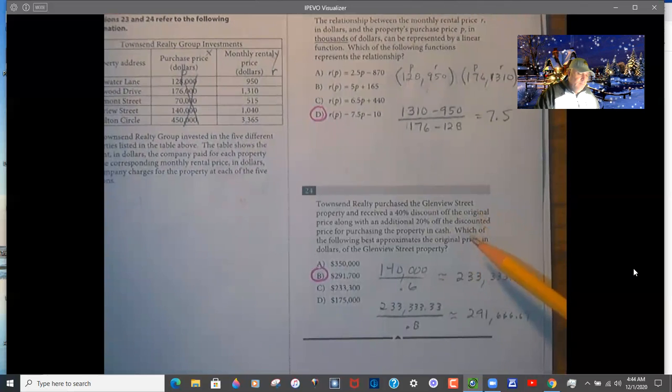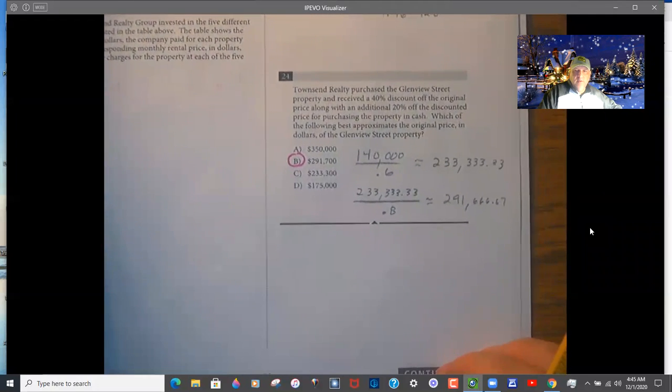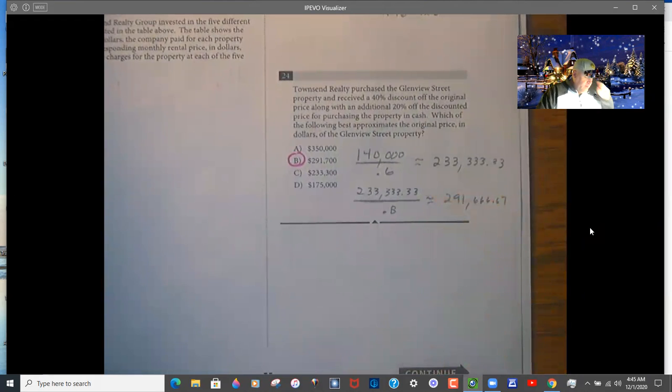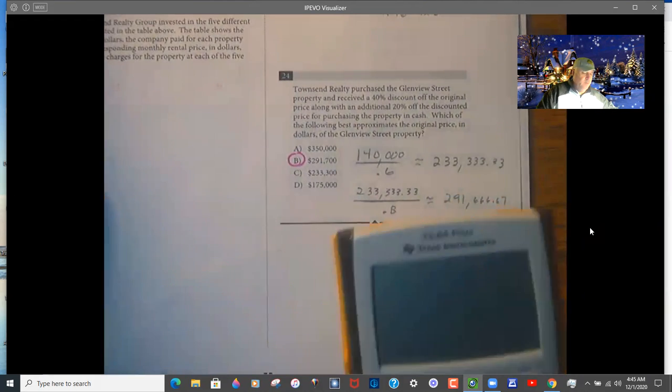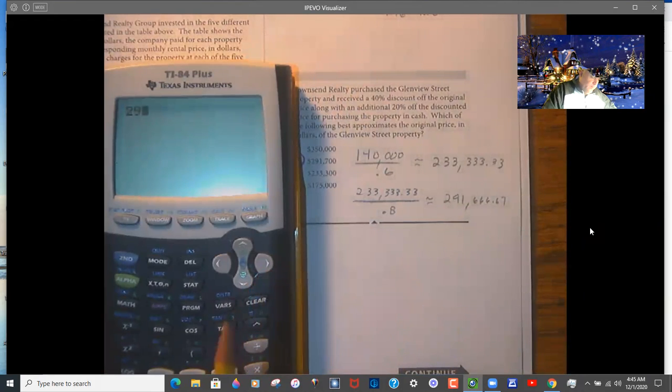Okay, so 40% discount off the original price along with a 20% off that discounted price. So if you take 40% off the starting price on Glenview, $140,000, it gives you this. You can do the whole, or I'm sorry, 20%. So I had a little bit of a brain fart there. I don't know that that's the best way to show it. Perhaps the best thing to do is run through the choices. So it's the second one.